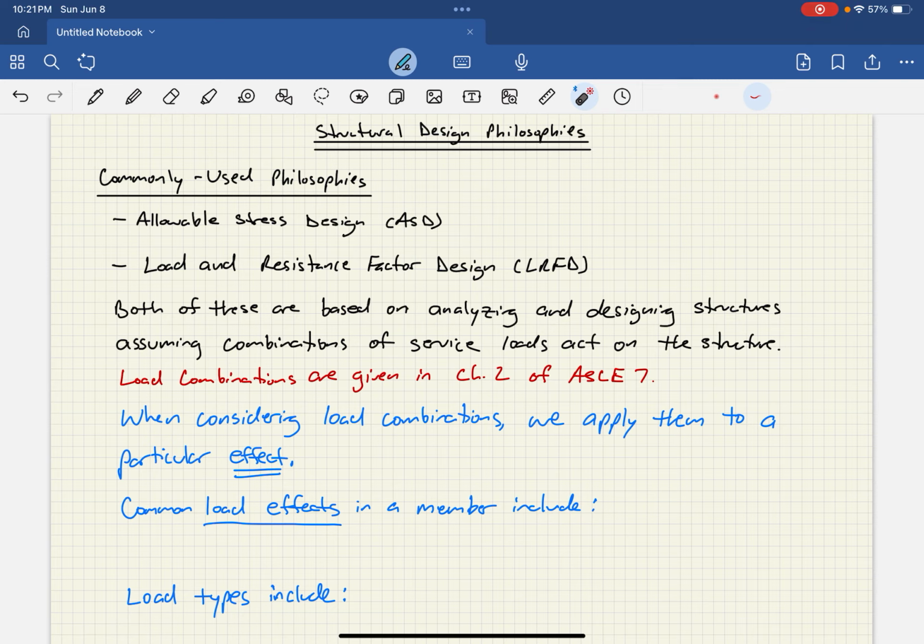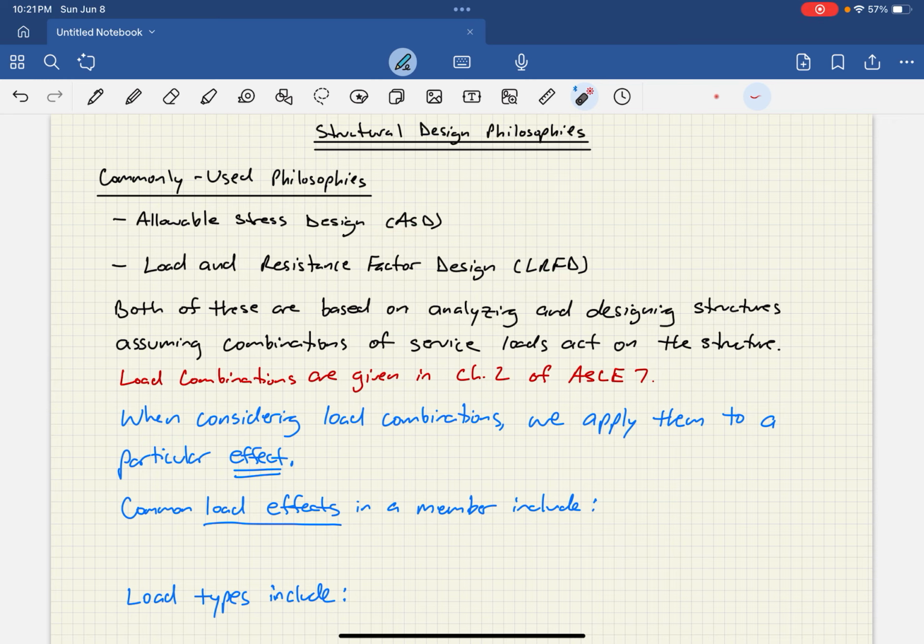And so what these two philosophies do is they look at combining the effects of dead and live load, for example, or dead and snow load, for example, or dead and earthquake load, for example. And the way they're combined together is similar but a little different between these two different philosophies, okay?